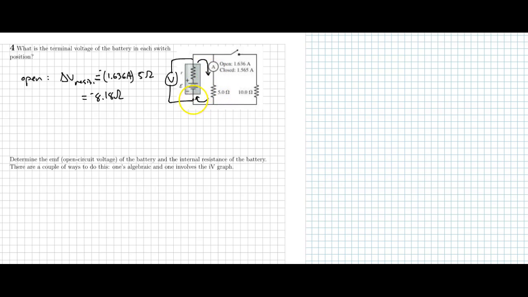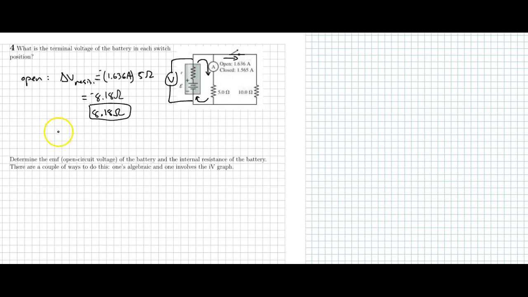Well, if I look at the loop rule, all there is the battery and the resistor. So 8.18 volts is the terminal voltage of the battery in the first case. In the second case, when this switch is closed, there is current flowing. But there's also still a loop that I can make like this. So whatever the voltage is across the 5 ohm resistor will be the voltage across the 10 ohm resistor as well, because they're in parallel, and the voltage across the battery by the loop rule.